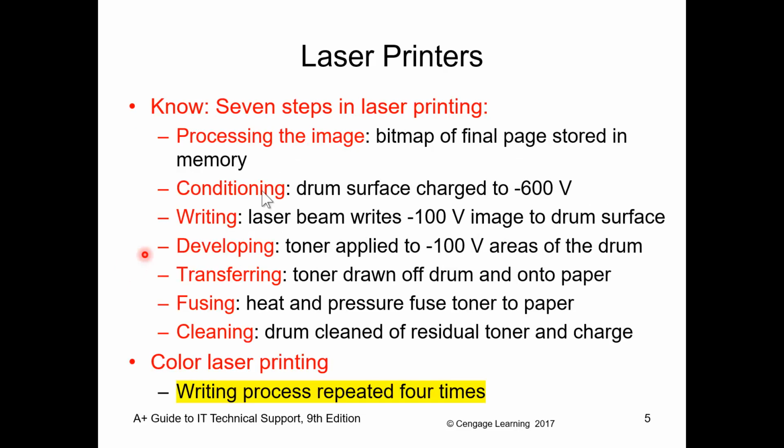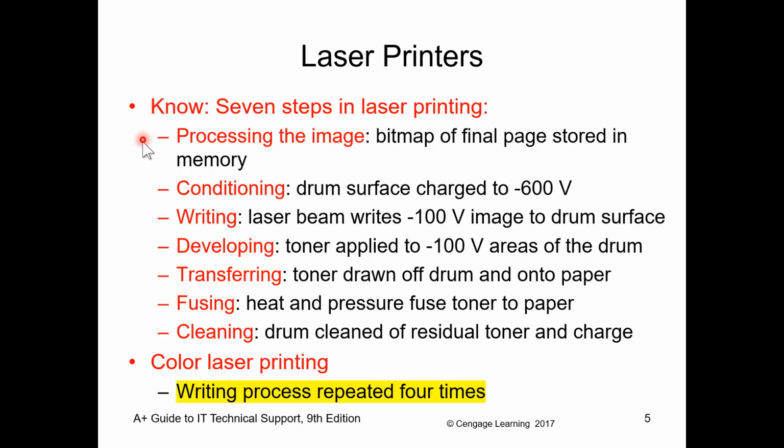So let's talk, and you need to know the 7 steps in laser printing. This is on the A+ certification. So first step is just the processing of the image. The raw data is transferred to the printer through a USB connection or a network connection or a wireless network connection. So the bitmap of what dots need to be turned on the printer at the resolution of the printer, a lot of laser printers are like 1200 dots per inch.